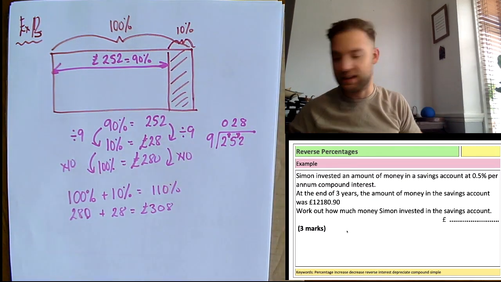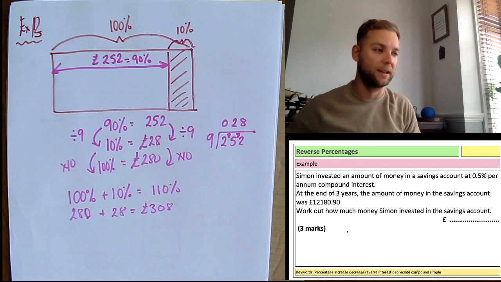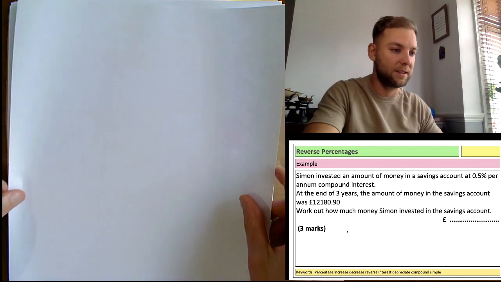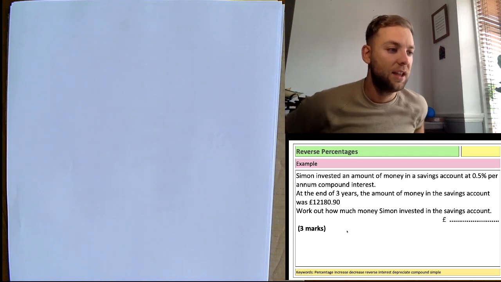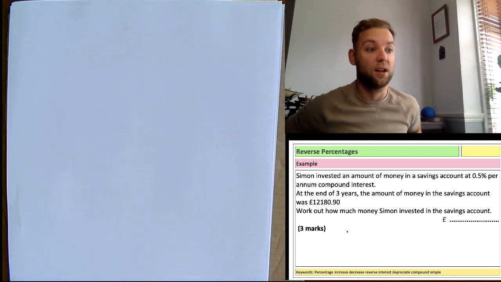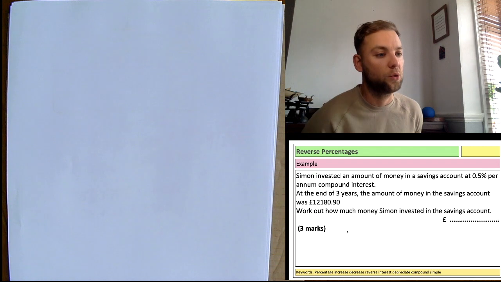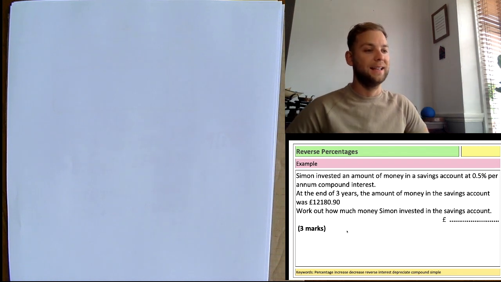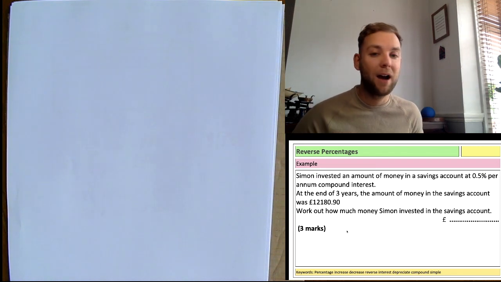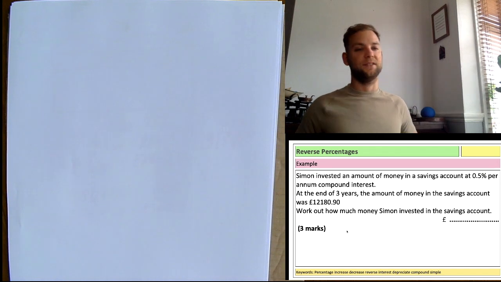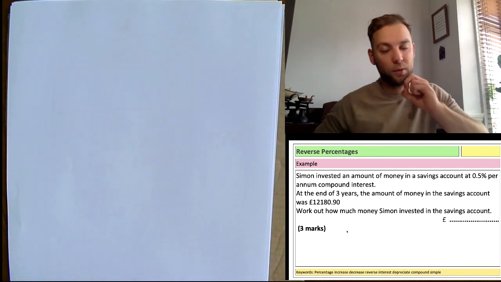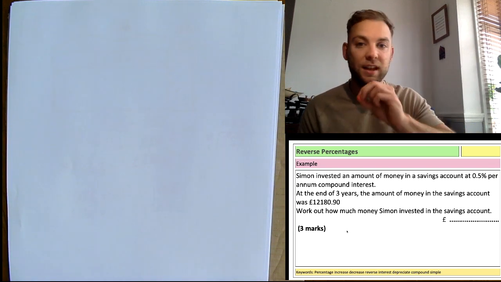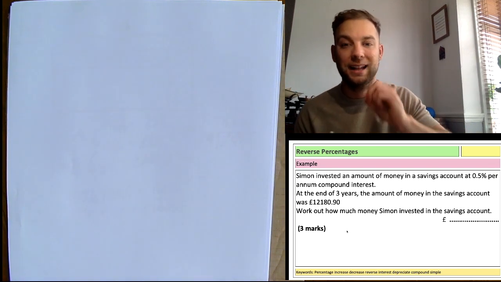So Simon invested an amount of money in his savings account at 0.5% per annum compound interest. At the end of the 3rd year, the amount of money in the savings account was £12,180.90p. Work out how much Simon invested in his savings account. So this is again another reverse percentage question, and it comes up all the time. Now what we've got to think about here is we're doing compound interest.